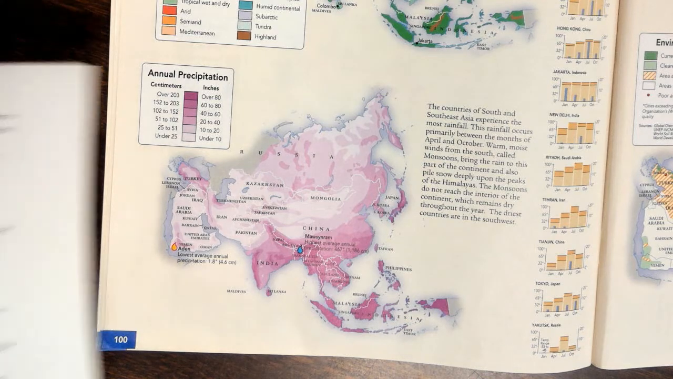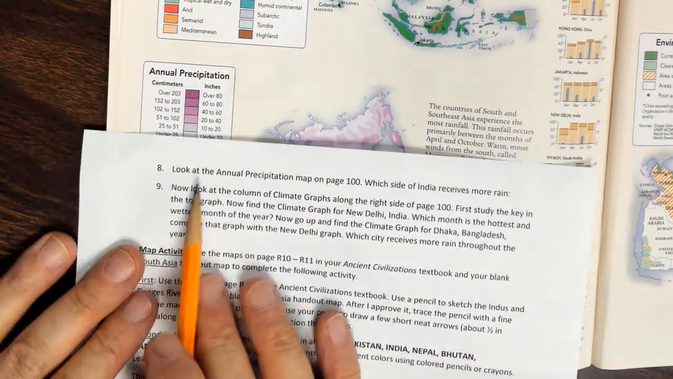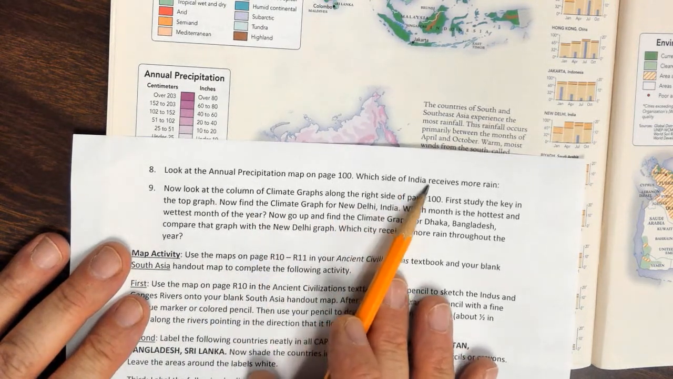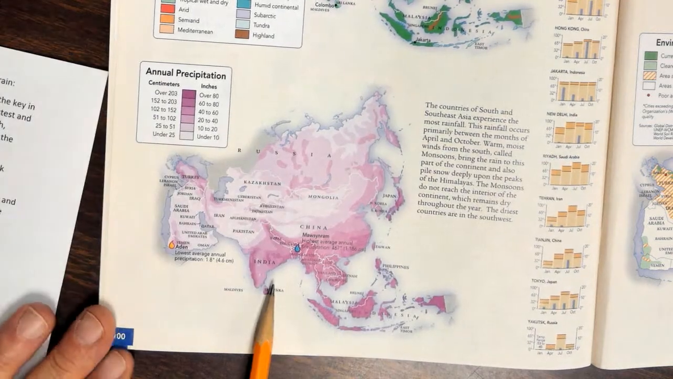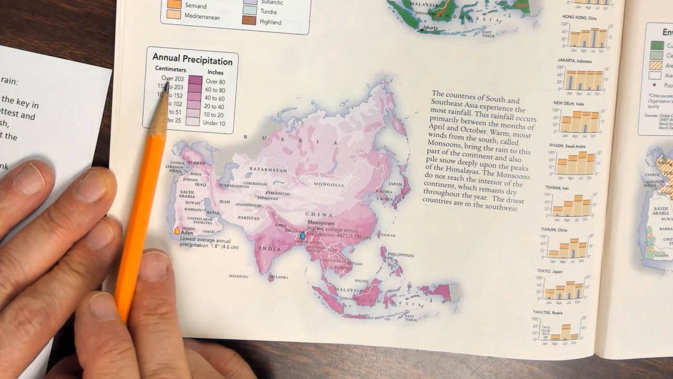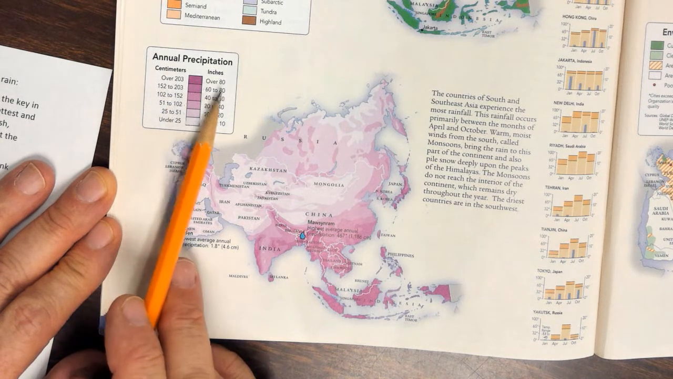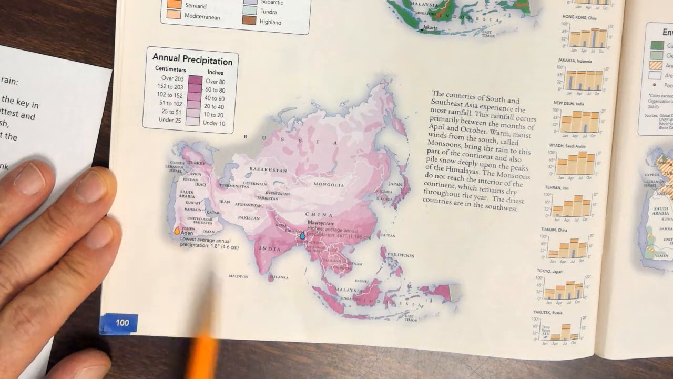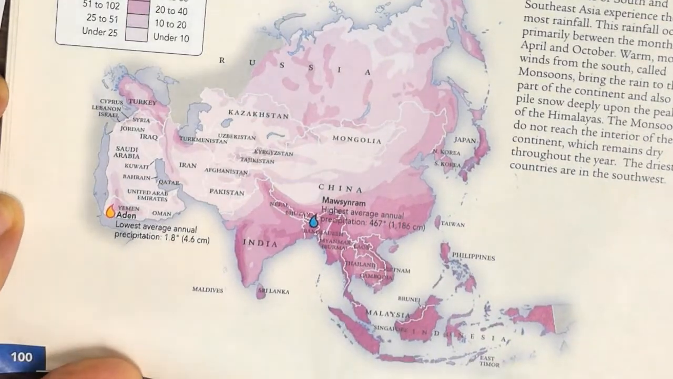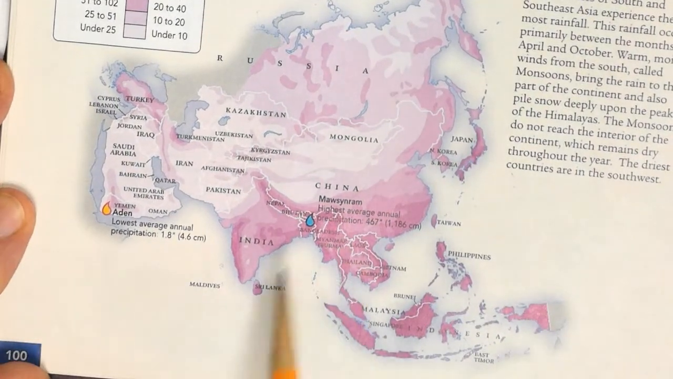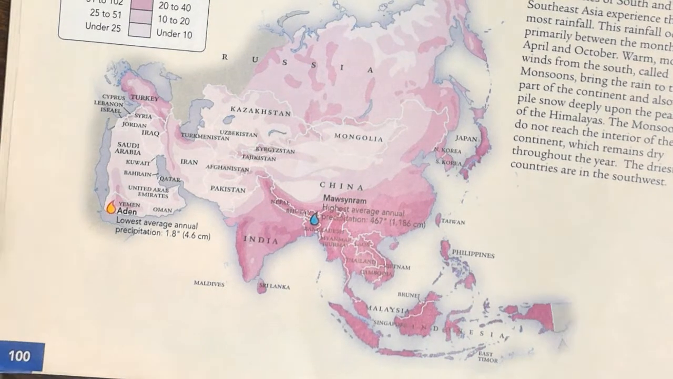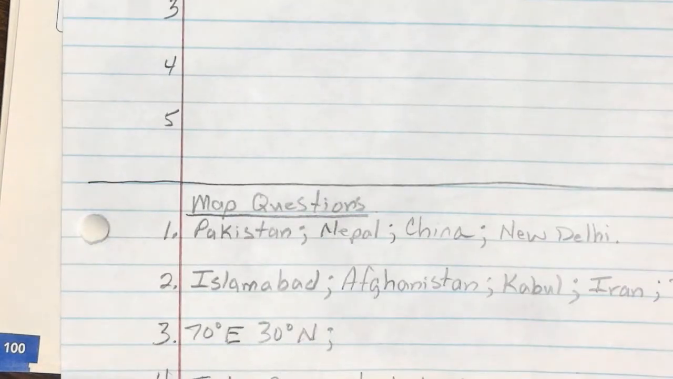Okay. Now let's go back to number 8. Look at the annual precipitation map on page 100. Which side of India receives more rain? Well, here's the annual precipitation map. You can see that the dark purple means they get over 230 centimeters or 80 inches of rain a year. So which side of India, the eastern or western side, gets more rain? Now, there's no compass rose over here, but I can tell you east is to the right and west is to the left. So that's pretty simple. We're going to go to number 8, and the answer is the western side.